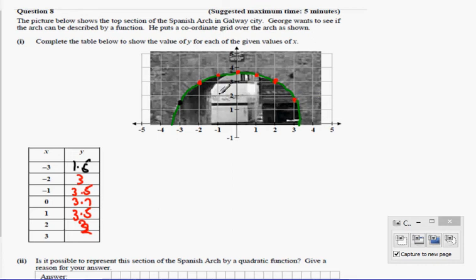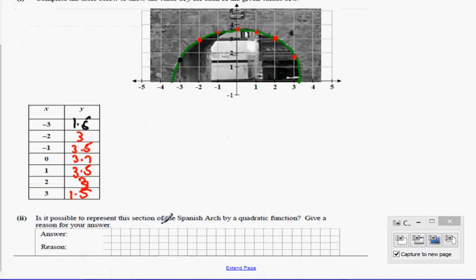This one looks slightly different from the other side, doesn't it? It's probably my trace more than anything. I probably went slightly off with my trace. But it's important that you keep the same value. So what you notice? 1.5, 1.5, 3, 3, 3.5, 3.5, 3.7. What do those numbers mean? It's symmetrical. Okay? So, is it possible to represent this section of the Spanish arch by a quadratic function?